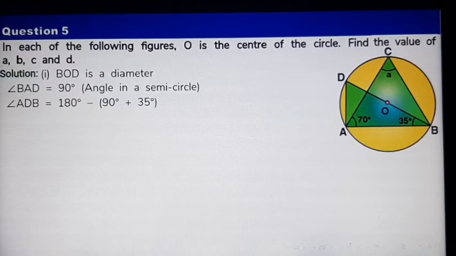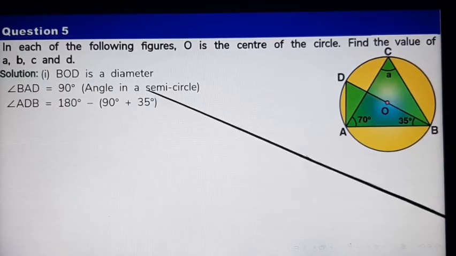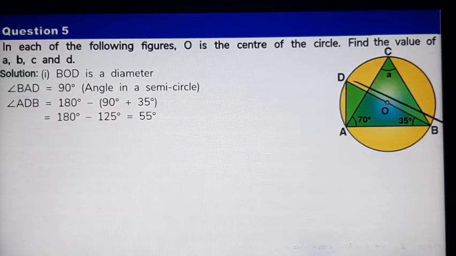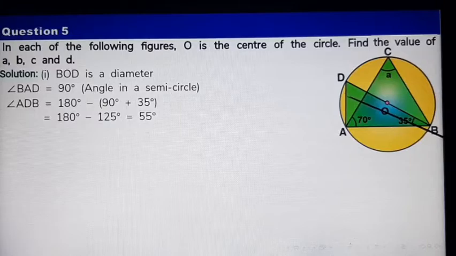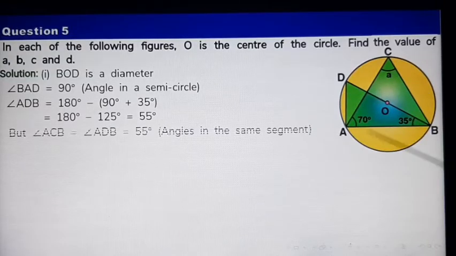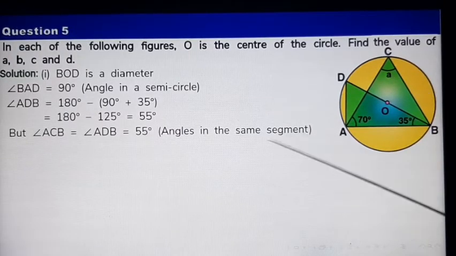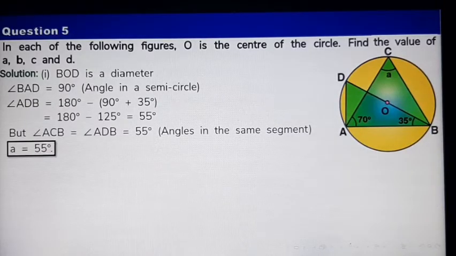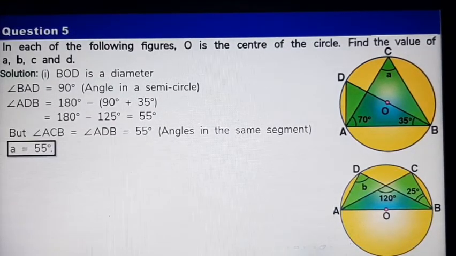We know that ADB will be equal to how much? 180 minus this angle, that is this much. So angle ADB turns out to be 55 degrees here. If this is 55 degrees, then this also has to be 55 degrees, because they are angles in the same segment. So the value of A is 55 degrees out here. Now let us move on to the next diagram. In the next diagram we need to calculate the value of B.